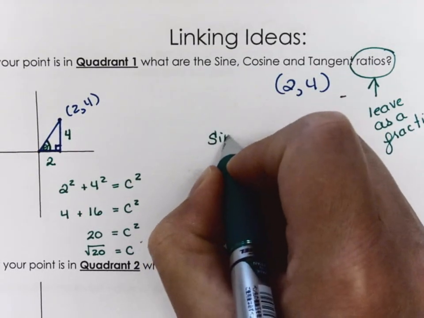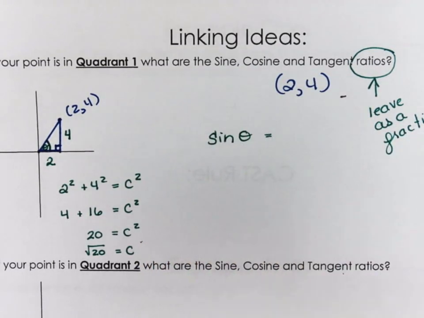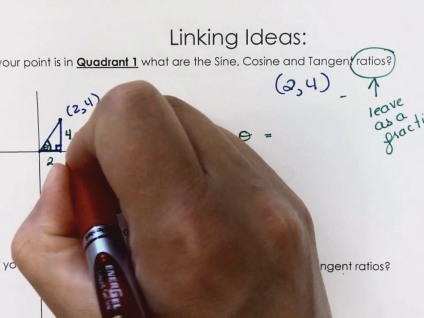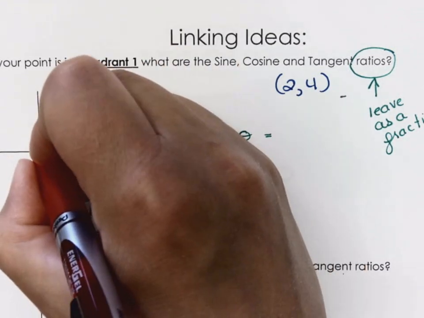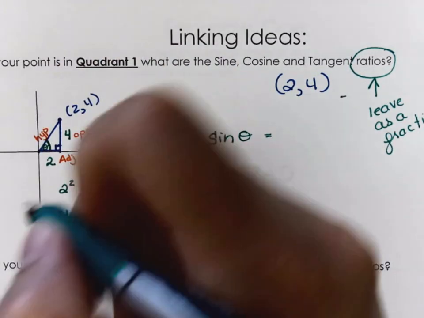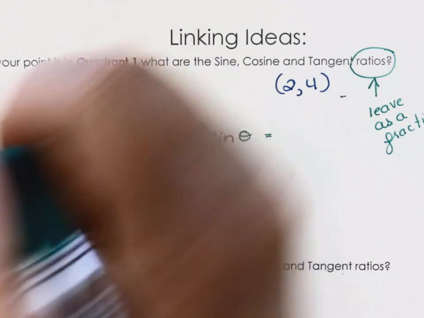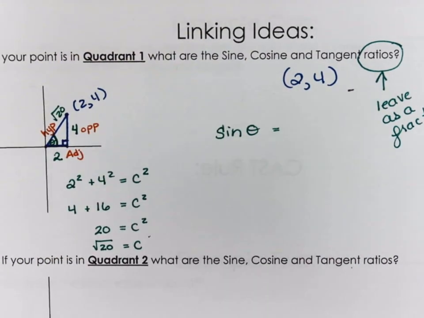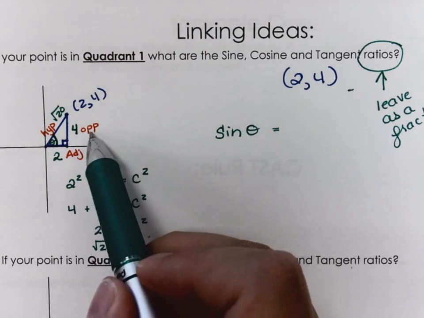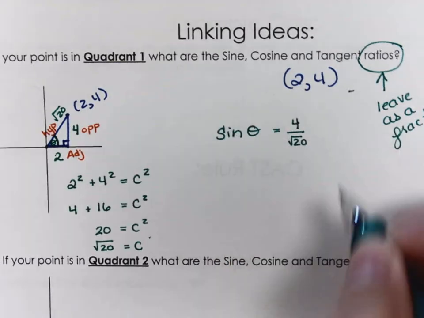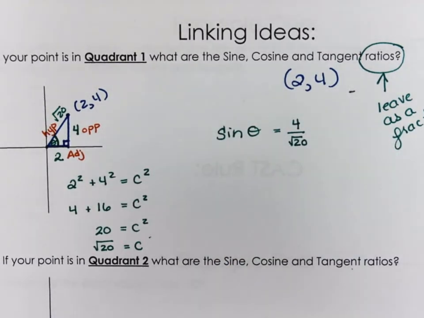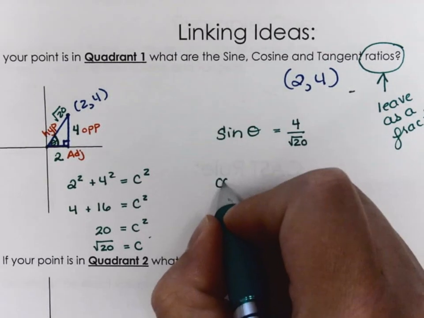So sine of the angle is equal to the opposite side. So this would be opposite. That would be adjacent. And this would be my hypotenuse. And that we said was root 20. Hope you guys can see that okay, because it's really tiny. I'm going to make it bigger for the next one. Okay, so sine is opposite over hypotenuse. So we're going to have 4 over root 20. That's exciting, everybody. And then we're going to do cos.